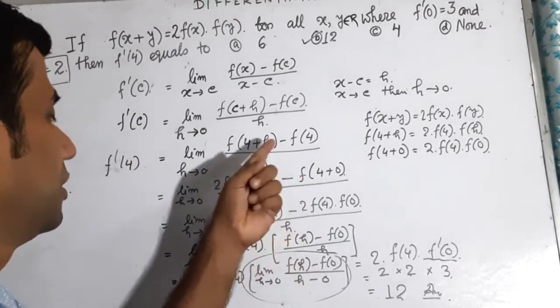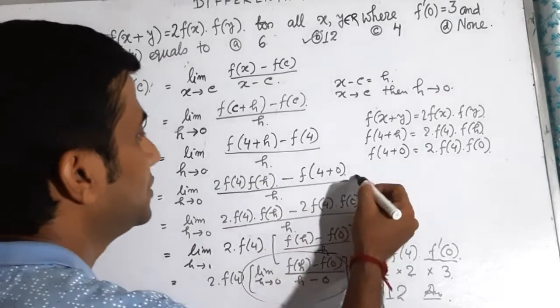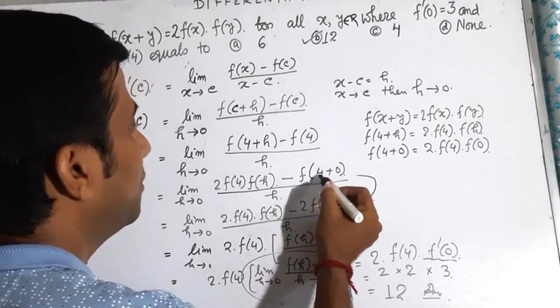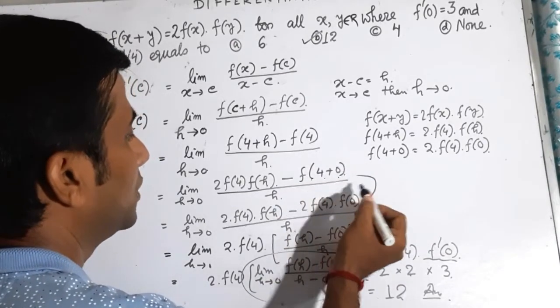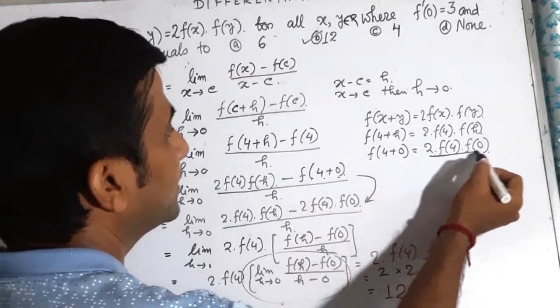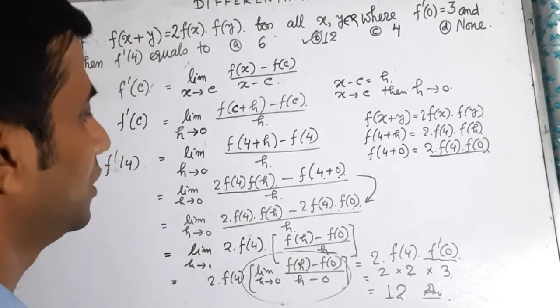This is a very beautiful sum. There is a twist here that f of 4, you write here f of 4 plus 0. That means f of 4 plus 0 is 2 into f of 4 into f of 0, and taking 2 into f of 4 common, we get the result.